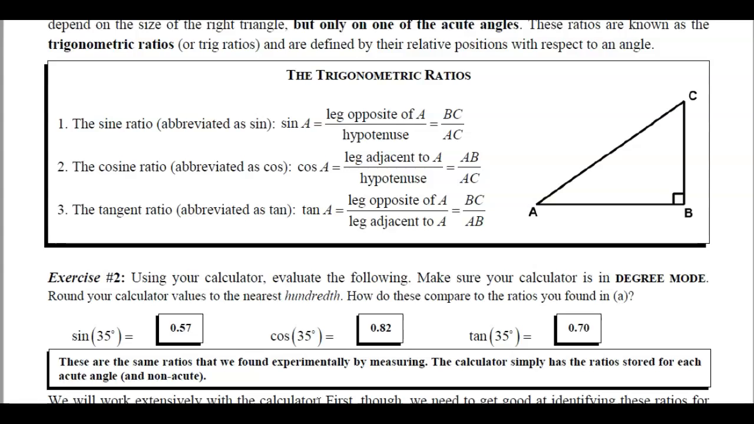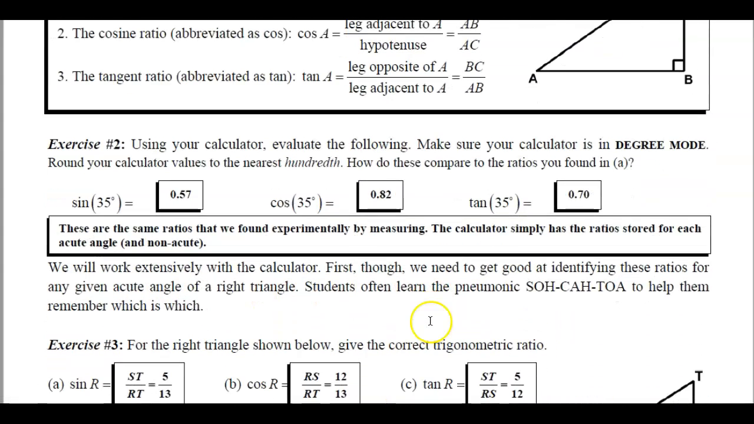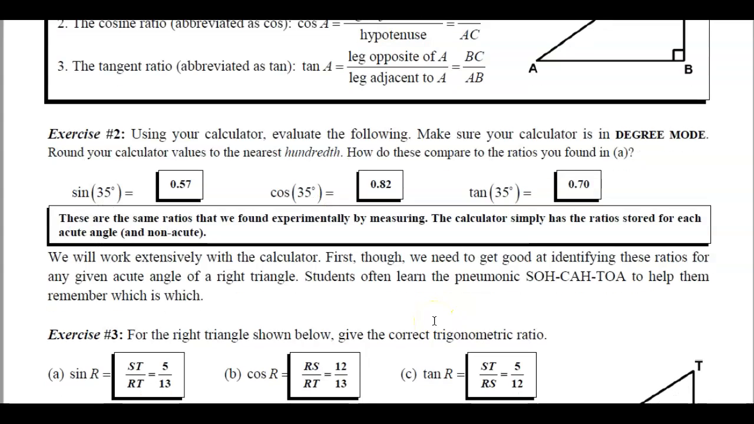And so your calculator will give you any angle and tell you what the ratio should be. You'll just use that ratio to figure out what the missing side length is in your triangle. All right, so we're going to get into the calculator extensively throughout this unit, but just a little bit more on sine, cosine, and tangent.